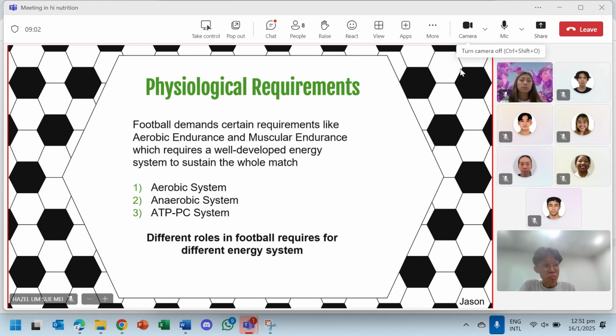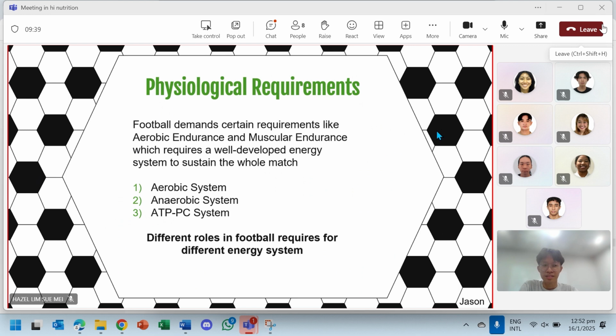Okay, so first up, we will be talking about the physiological requirements of football. So football demands certain requirements like aerobic endurance and muscular endurance, which both require a well-developed energy system to sustain the whole match. So there are three energy systems. First will be the aerobic system, secondly will be the anaerobic system, and thirdly we'll have the ATP-PC system. So different roles in football require different energy systems.